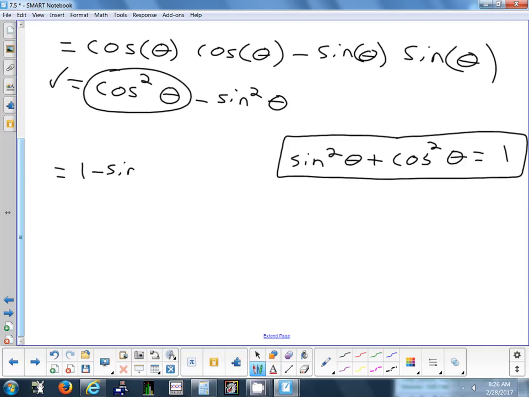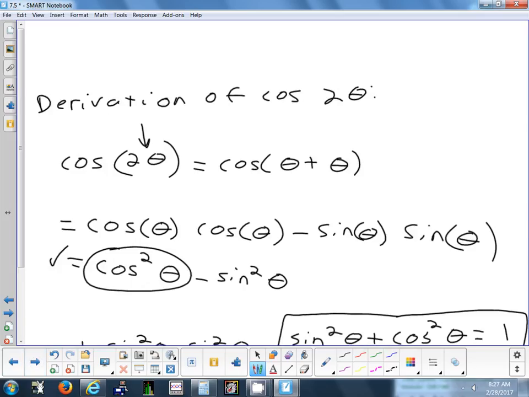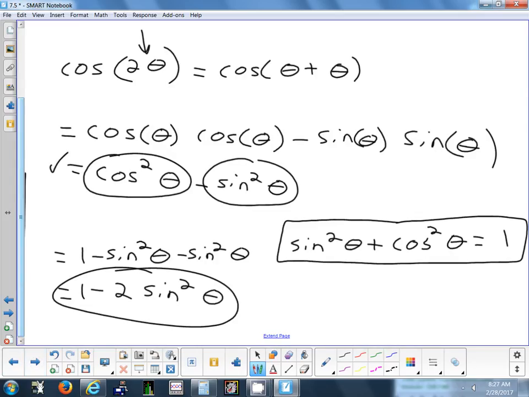I have 1 minus sine squared. That's just the part I circled, but what else do I still have on the end? Minus another sine squared. So what's 1 minus sine squared minus sine squared? You're minusing 2 of the sine squareds, and 1 minus 2 sine squared is exactly the second one. You could get the third one by replacing this instead of what I circled the first time.